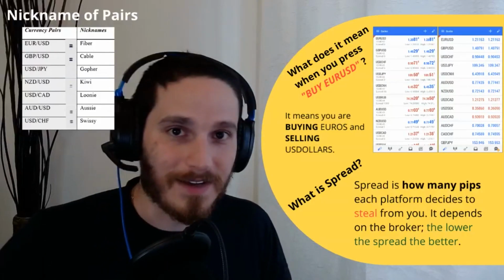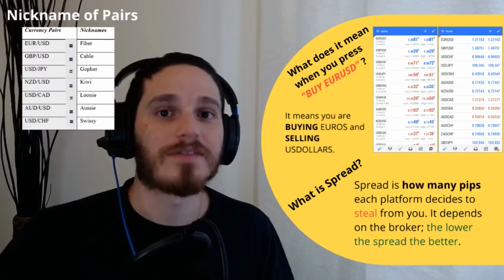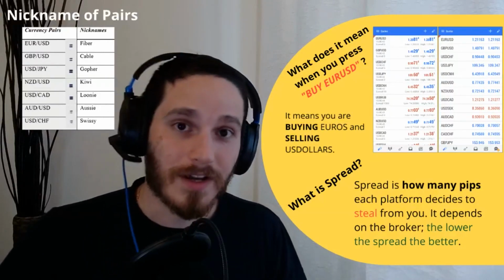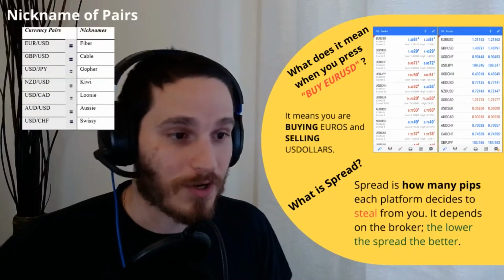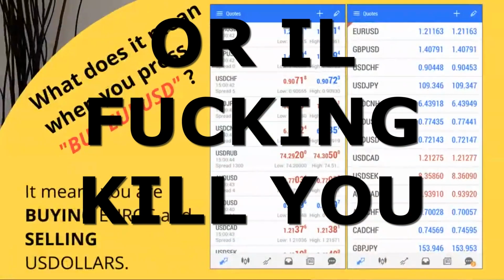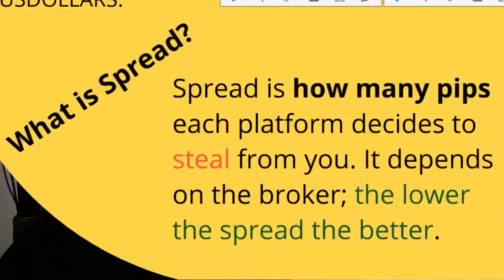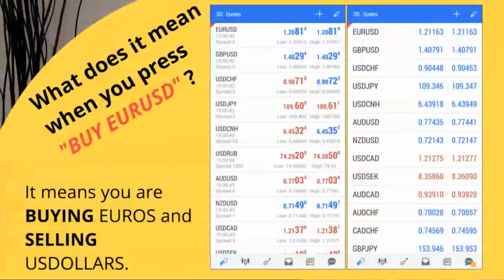In return, he's going to take a small commission. That commission is called a spread. All right? You're going to hear that word a lot. So you better know what spreads are. What is a spread? Spread is how many pips each platform decides to steal from you. So it depends on the broker. The lower the spread, the better. So obviously, people go look for the best exchange shops physically, for example, just so they can not lose a lot of money on each exchange.